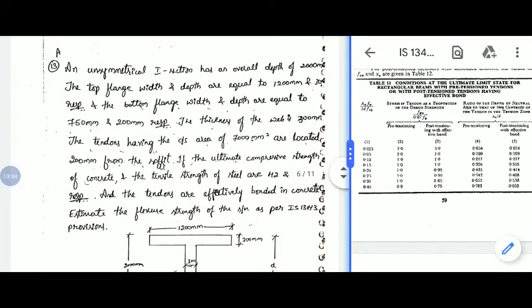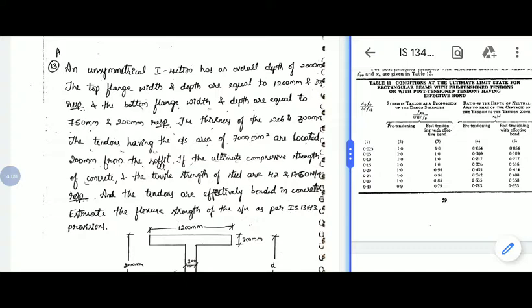Next problem, a symmetrical I section has an overall depth of 2000 mm. The top flange width and depth are equal to 1200 mm and 300 mm respectively, and the bottom flange width and depth are equal to 750 mm and 200 mm respectively. The thickness of the web is 300 mm.